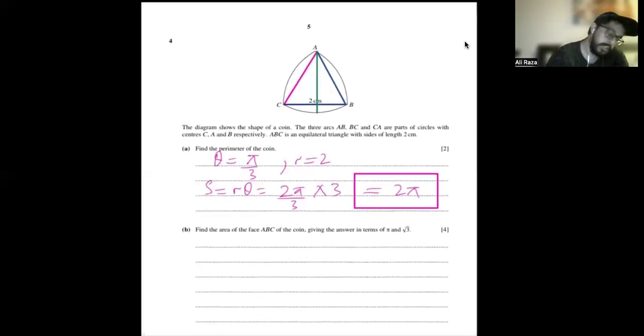Now we need to find the area of the face ABC of the coin. So let's break down the shape. We have this segment, which is the sector minus the triangle. We have another segment, which is the sector minus triangle. And we can just take the remaining shape as the whole sector.